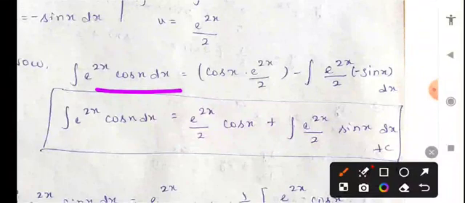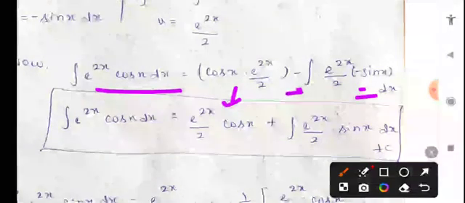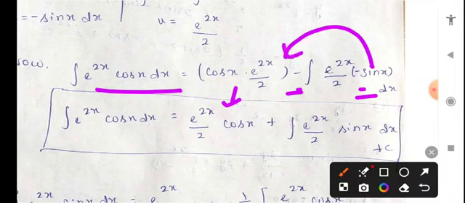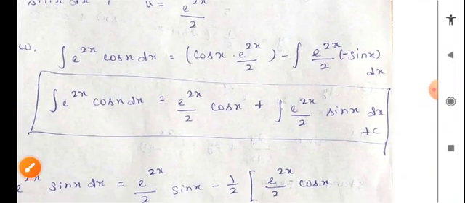The next step: e power 2x divided by 2 into cos x, minus, and since there is already a minus present here, minus into minus becomes plus. So plus integral over e power 2x divided by 2 into sin x dx.